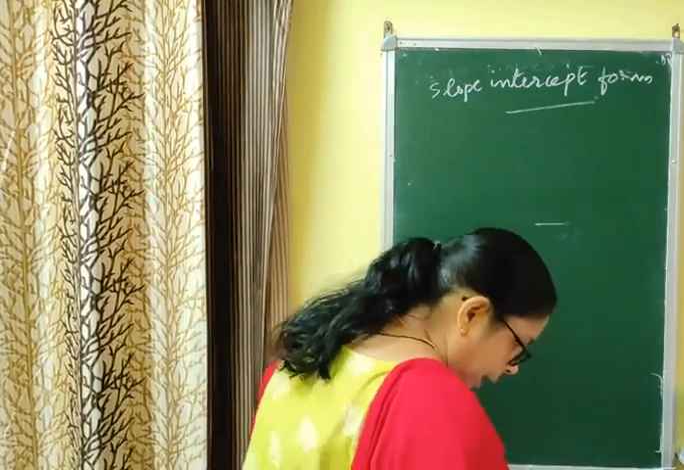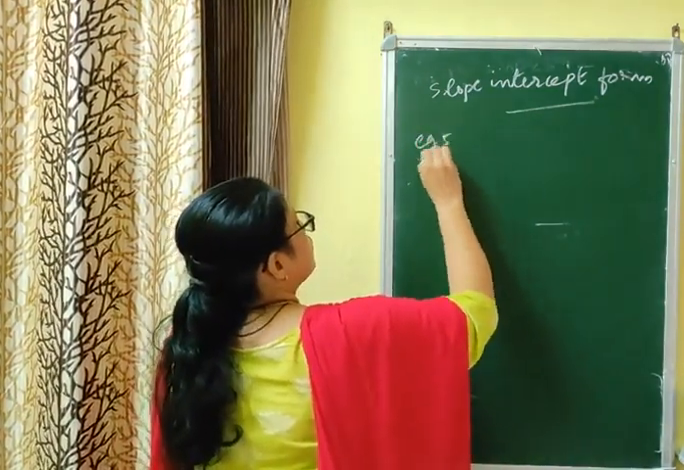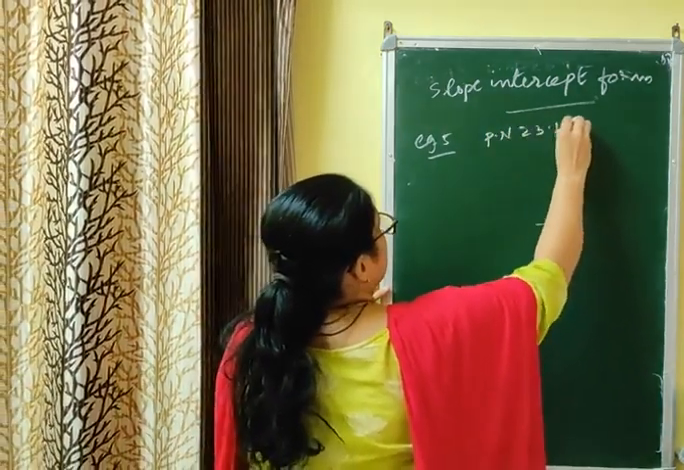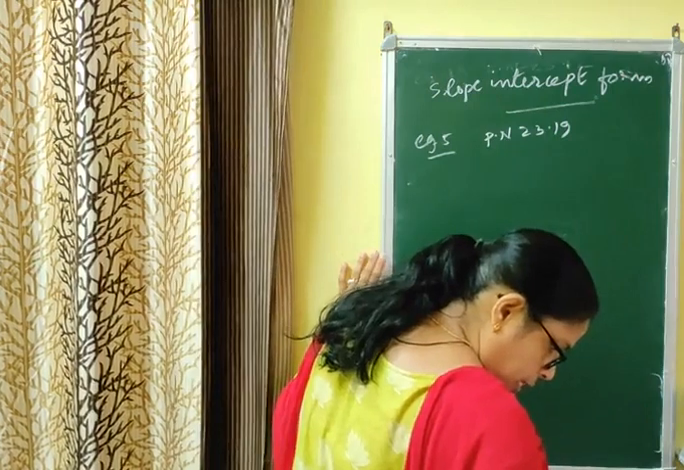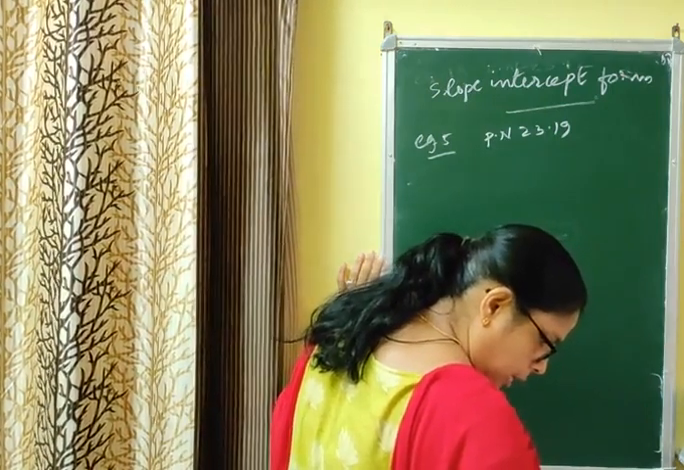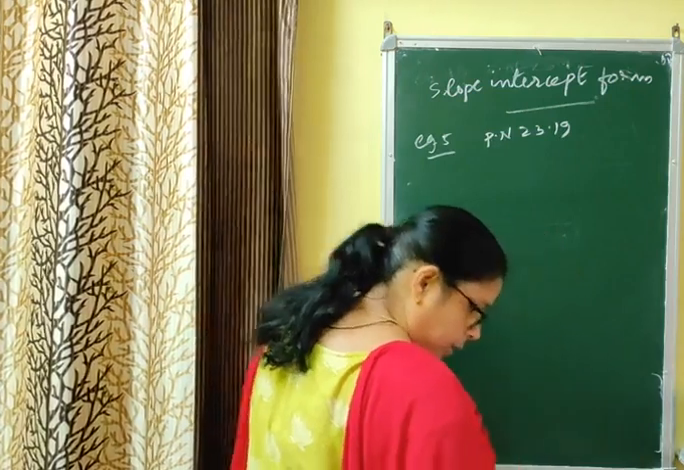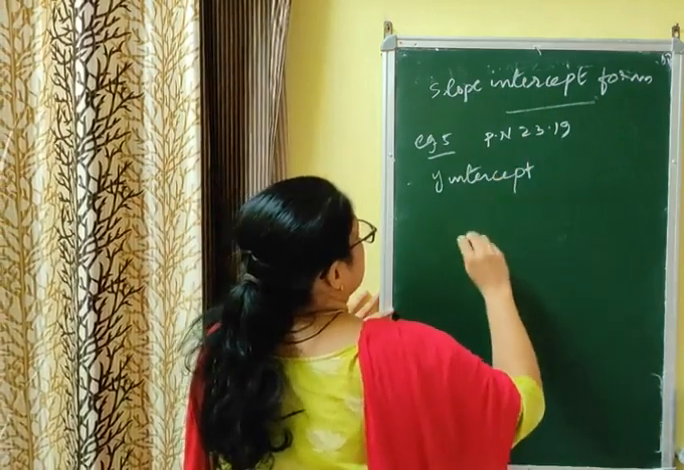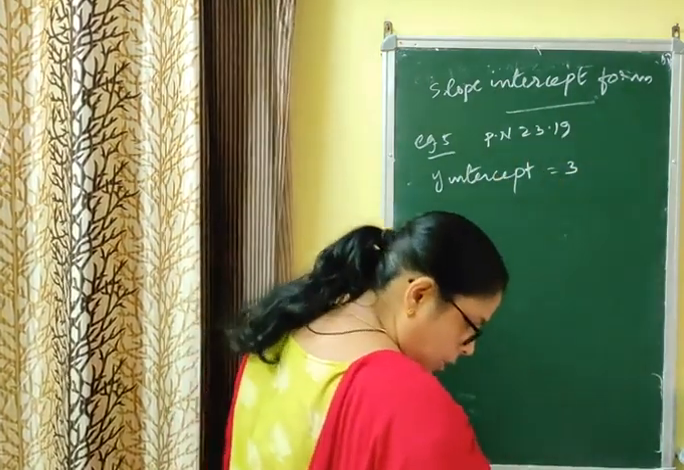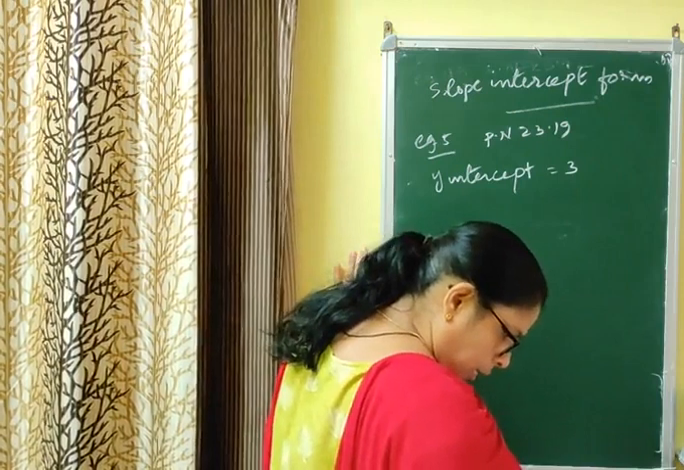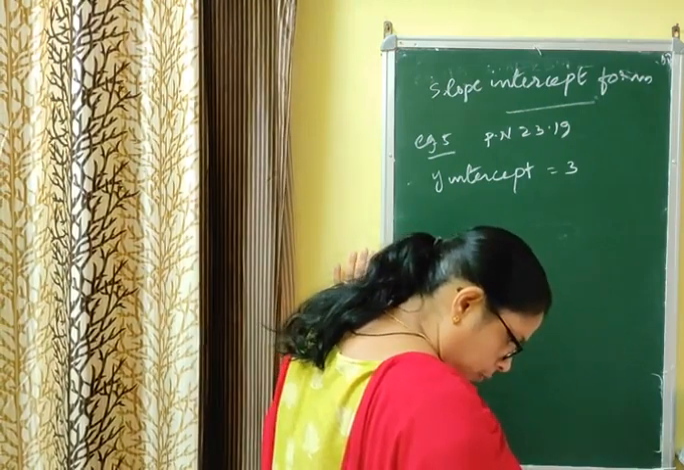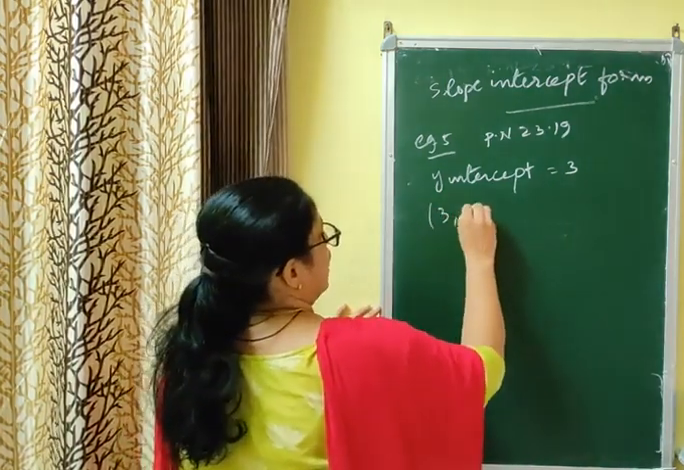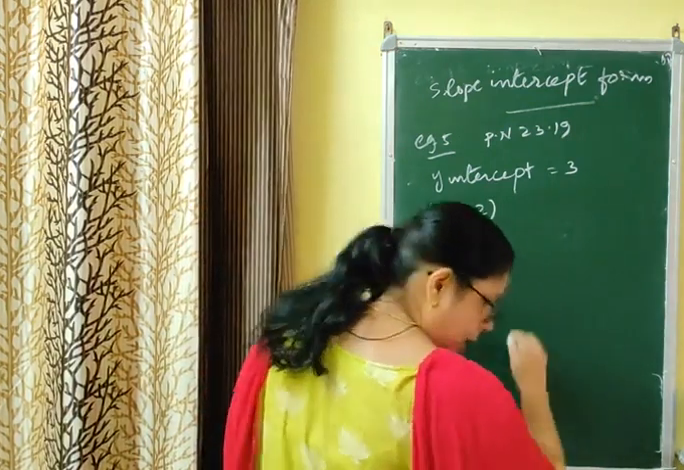Now I am doing question example 5, page number 23.19. I am reading the question. Find the equation of a straight line which cuts off an intercept of length 3 on y-axis. That means it is not given negative, so you can take c equal to 3 itself. And it is parallel to the line joining the points 3, -2 and 1, 4.